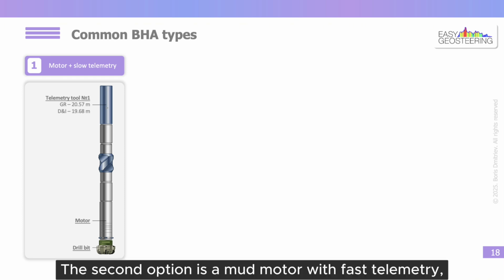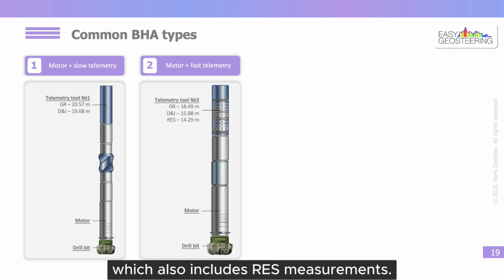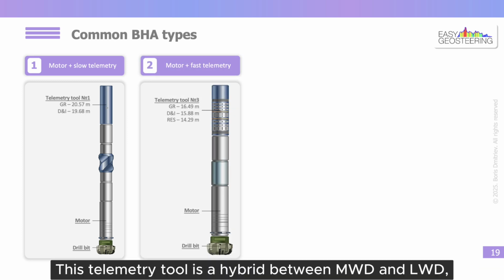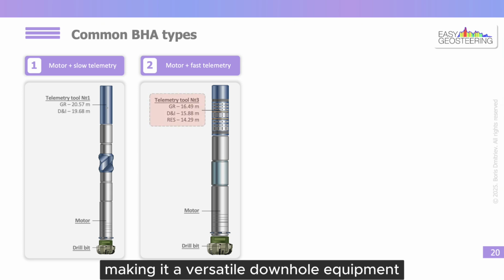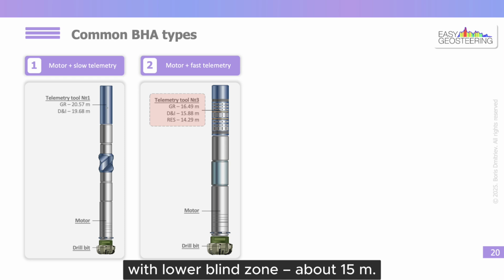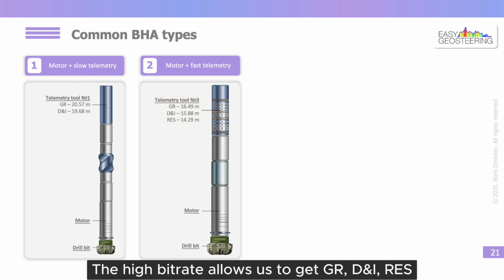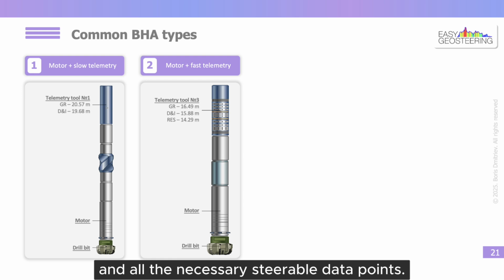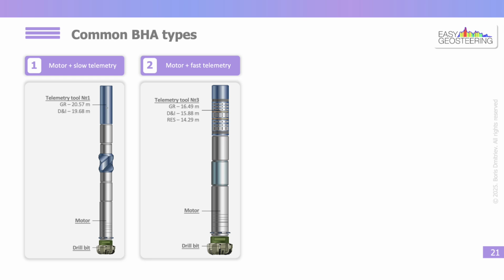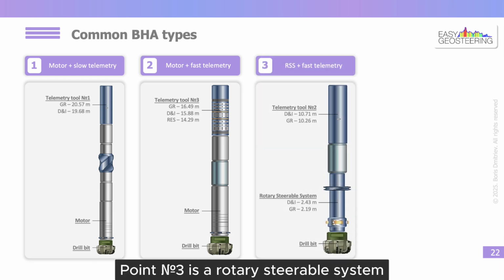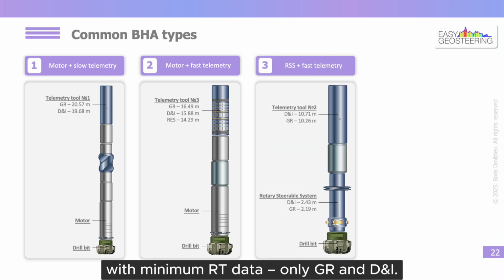The second option is a mud motor with fast telemetry, which also includes resistivity measurements. This telemetry tool is a hybrid between MWD and LWD, making it a versatile downhole equipment with lower blind zone, about 15 meters. The high bit rate allows us to get gamma ray, DNI, resistivity, and all the necessary steerable data points.